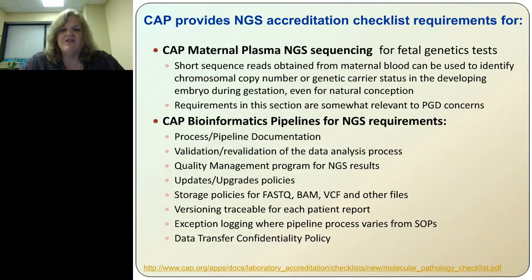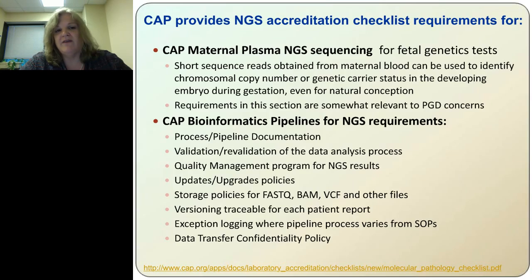For the bioinformatics pipelines for NGS requirements, this happened last July, in 2012, and CAP had a working group, I believe, that got together and determined what kind of information would be necessary to support clinical use of next-generation sequencing. Included in that are the documentation, revalidation of the data analysis process, quality management programs, update policies, what happens when the software is updated, and what kind of storage policies you have for the three main files that people often use for next-generation sequencing, including FASTQ, which is your raw read data, your BAMs, which are your binary alignment files, and your VCF, which are your variant calling format files.